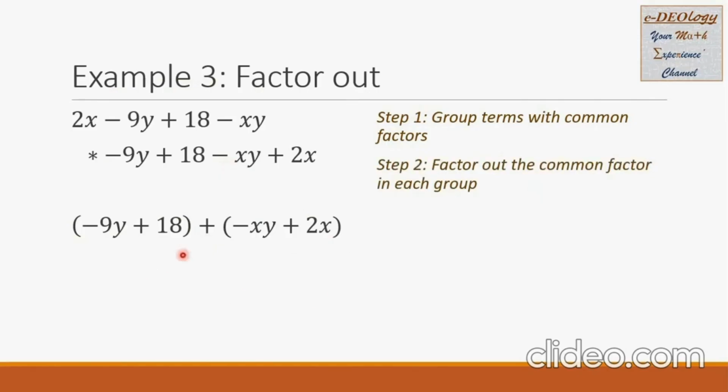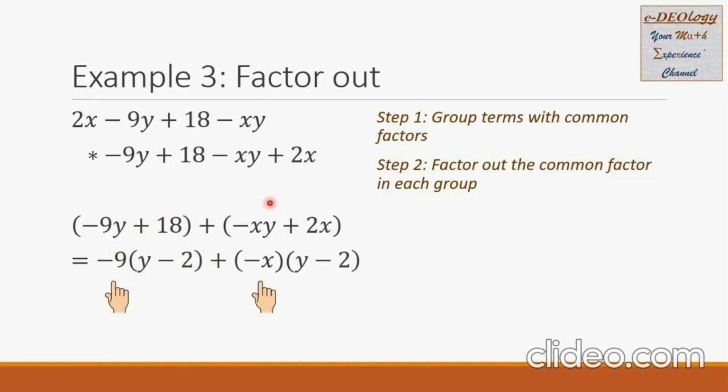In the first group, the common factor is 9. But I want this variable y to be positive, so I should pull out negative 9. And if I do that, the remaining terms inside here should be y minus 2. Now to check myself, the negative 9, if I multiply it by y, I will get back the negative 9y. The negative 9 times the negative 2 equals positive 18. So I'm sure that these factors are correct for the first group.